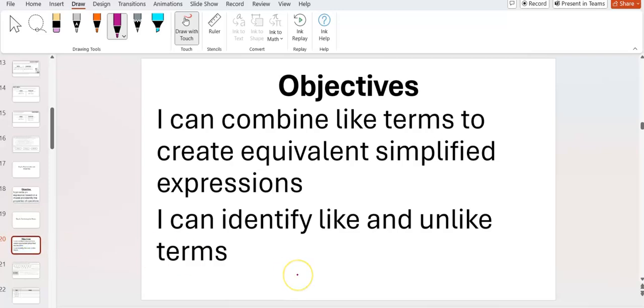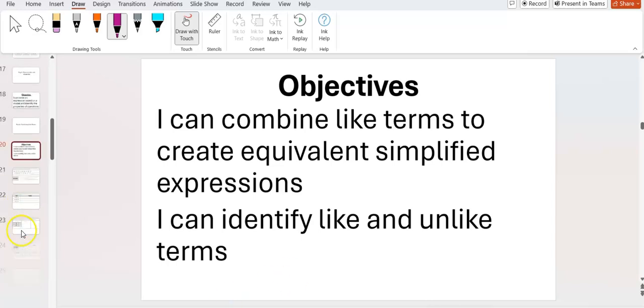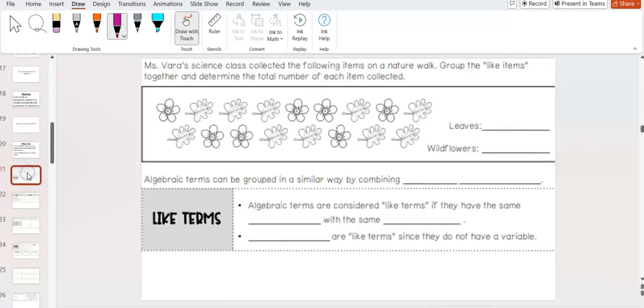Our objectives are that you should be able to combine like terms to create equivalent simplified expressions, and you should be able to identify a like and an unlike term. Okay. Terms are very similar to objects.